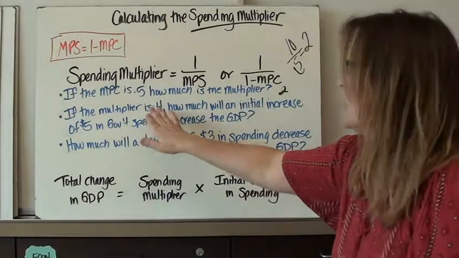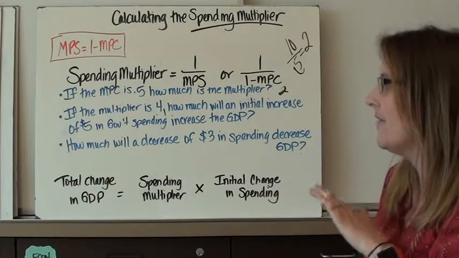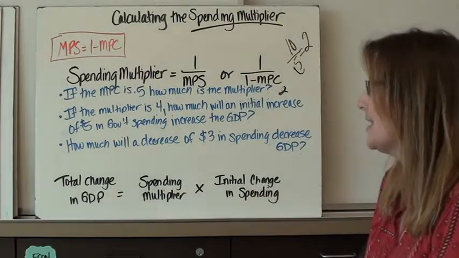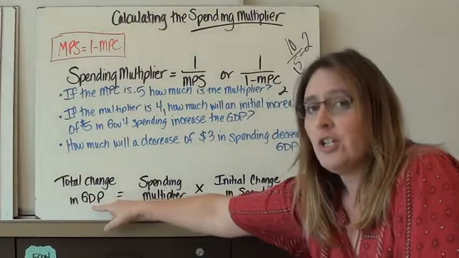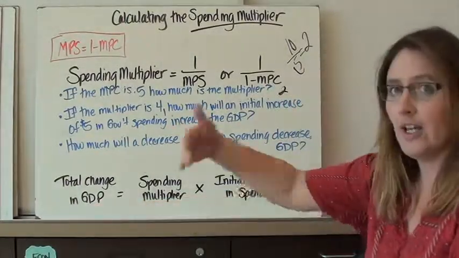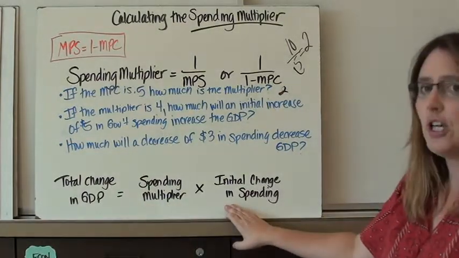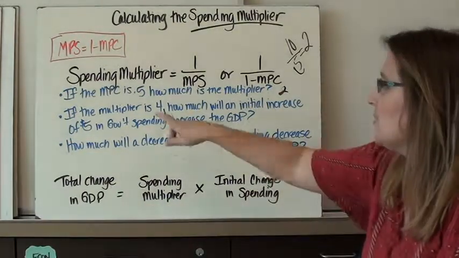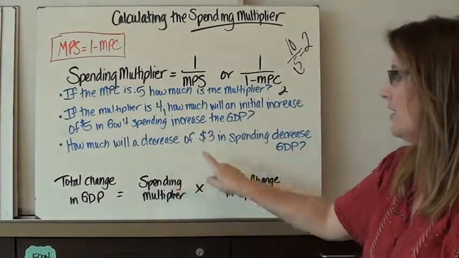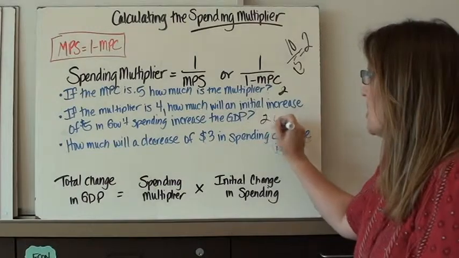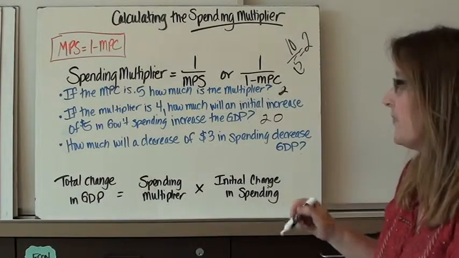If the multiplier is 4, how much will an initial increase of $5 in government spending increase the GDP? The formula is down here. The total change in GDP after an increase in spending is the spending multiplier times the initial change in spending. So if the change in spending is $5 and the multiplier is 4, you take 4 times 5 and the change is 20. Okay, the total change in GDP is 20.